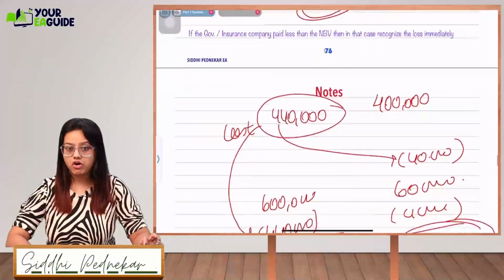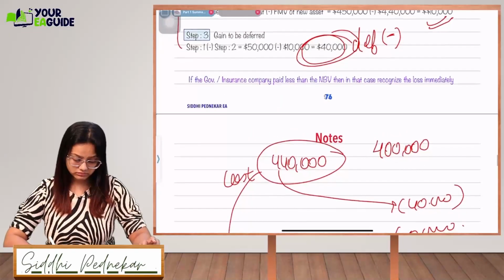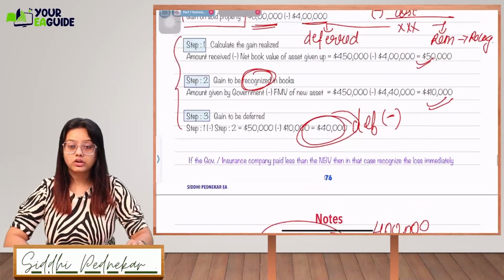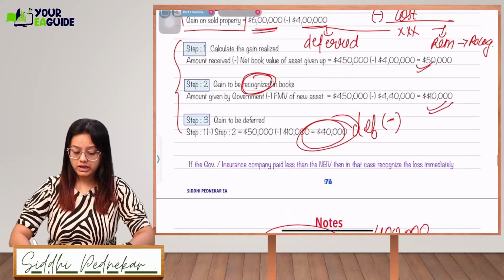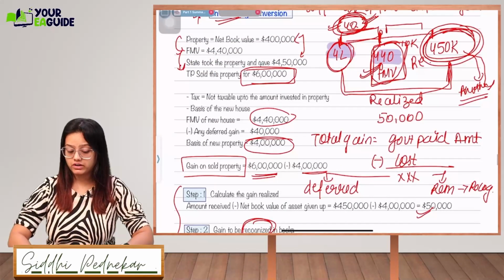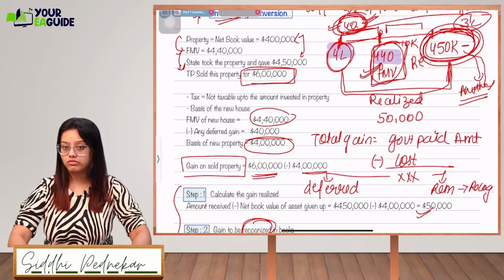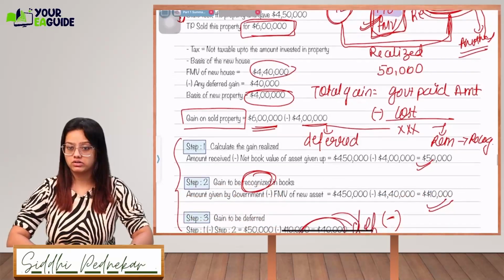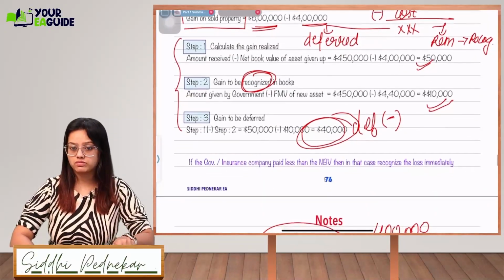Involuntary conversion we have already done. Okay, see here in involuntary conversion, what happens? Here we have seen only the case of profit. What if the government is paying only 3 lakh instead of 4,50,000? So you are at a loss of 1 lakh. So immediately recognize the whole 1 lakh loss. There you are not going to defer the loss. Okay, this is what the last line mentioned.